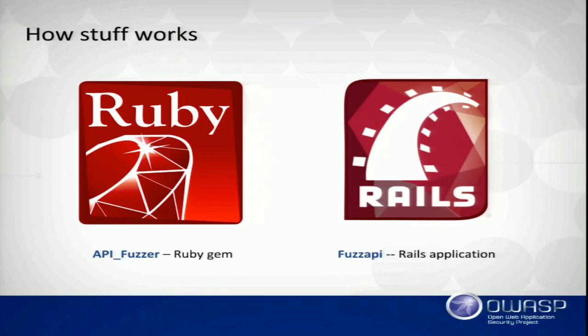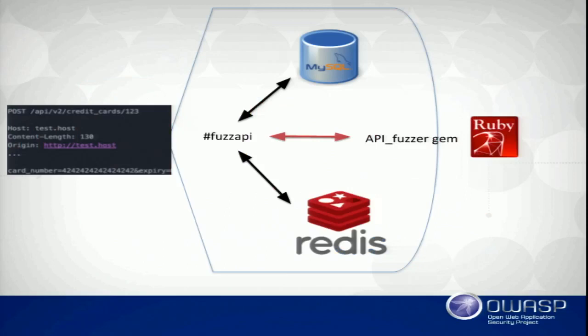So let's go into the deep dive. This is how it looks. You give a valid request to fuzzapi. It uses Sidekiq to process the request, and it stores it in Redis. Once the queue is empty, the job gets popped out, and then the API fuzzer comes into the picture, runs all the checks on that particular request, and stores the results in the MySQL database. It's a pretty simple architecture.